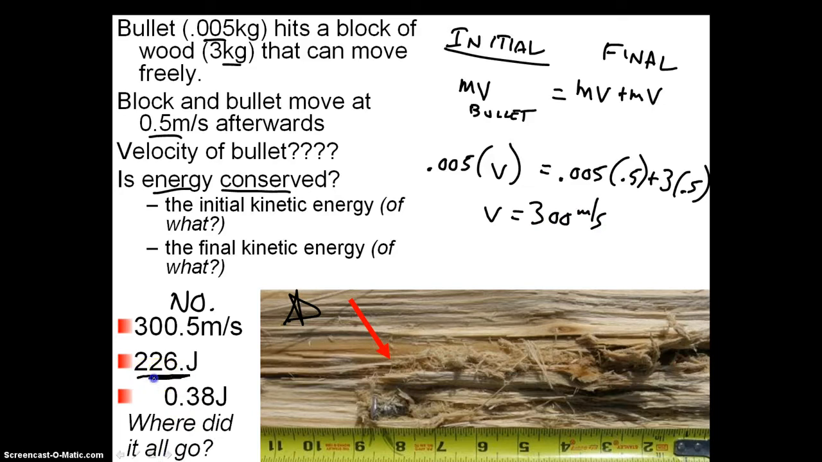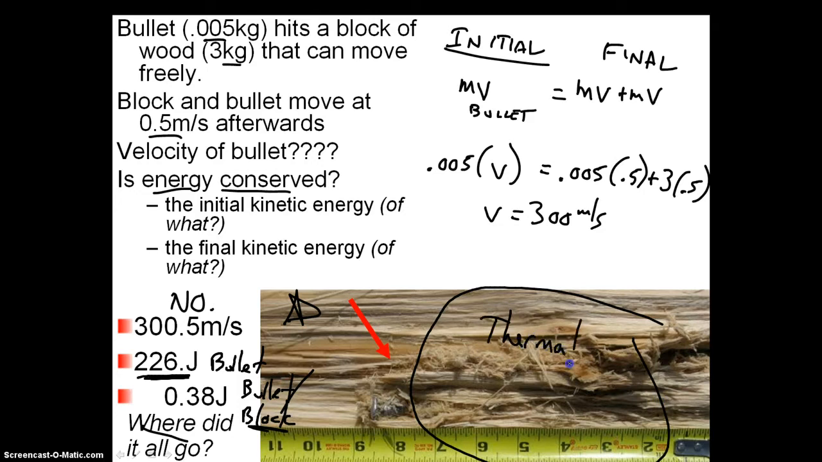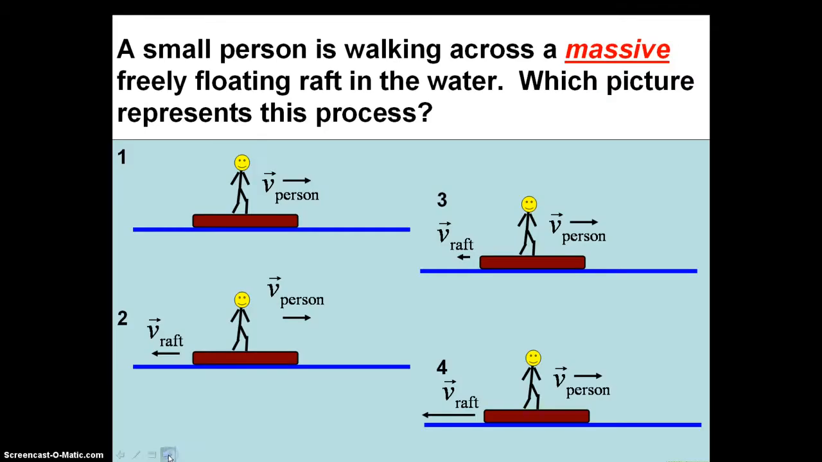If you calculate the energy of the bullet before, and you calculate the energy of the bullet and the block afterwards, you'll see that it dropped a lot. Where did all the energy go? Right here. As thermal energy, as deformation. Did it take energy to deform all that? Yes.